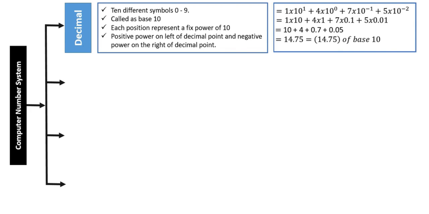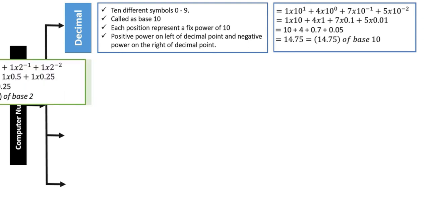Each position represents a fixed power of 10. These fixed powers are positive on the left of the decimal point and negative on the right of the decimal point. In the example, 14.75 is the decimal number, represented using positional values: 1 into 10, 4 into 1, 7 into 0.1, 5 into 0.01. Adding all this, we get the number 14.75.